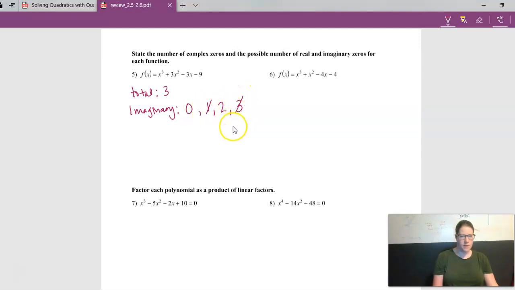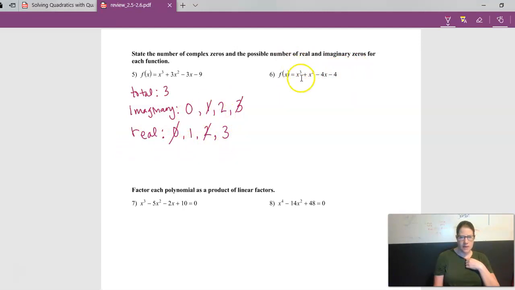We can't have 1 or 3 imaginary because we would have an odd number of imaginary. So for real, I can't have 0 because that would leave 3 of them to be imaginary, and I can't have an odd number of imaginary. I could have 1 real because that would leave me with 2 imaginary. I cannot have 2 real because that would mean only 1 was imaginary. Or all 3 of them could be real. So for imaginary, I could have 0 or 2. For real, I could have 1 or 3.